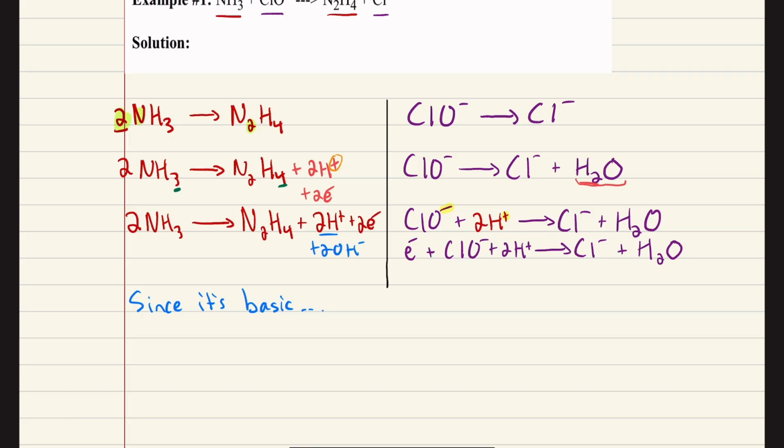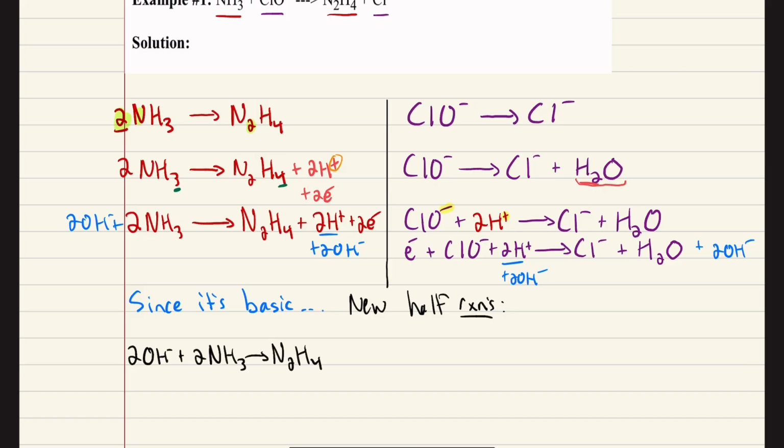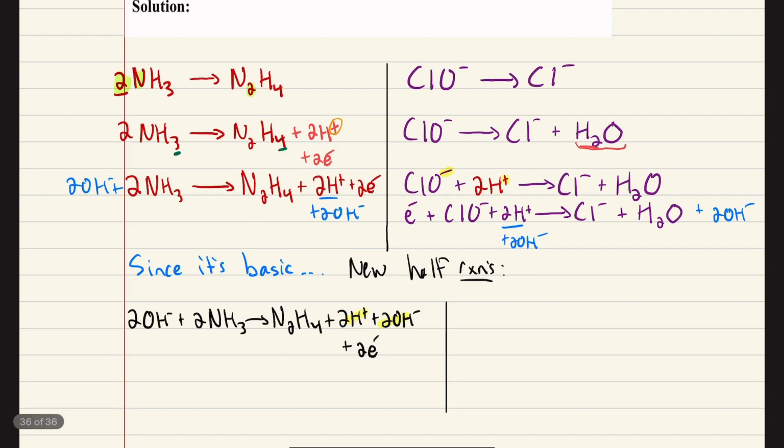So now, since this is a basic solution, we're going to add the right amount of hydroxide ions on each side of each half reaction in order to eliminate the H plus ions. What I mean by that is that if there are two H plus ions present, then we need to add two OH ions in order to cancel them out. Because when H plus and OH react, they make water. And so you'll see here that we rewrite them as water. And then we'll put them together and simplify them.